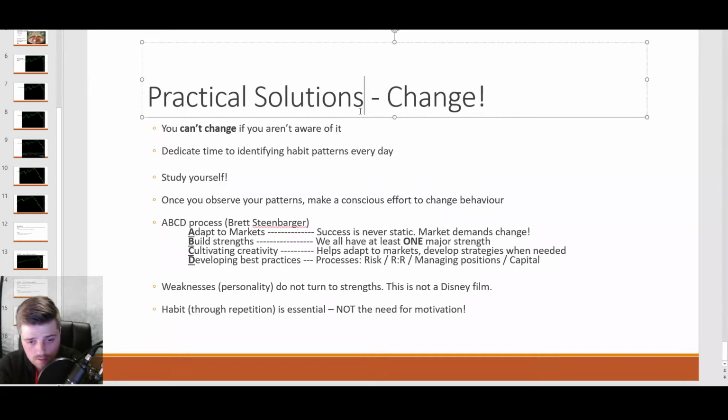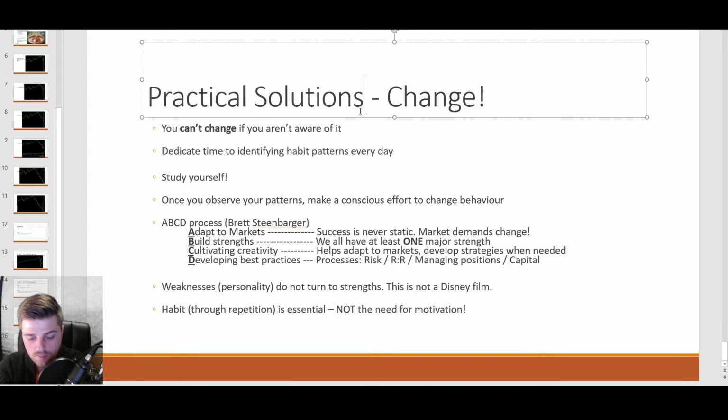Now, developing best practices is the final part of this ABCD process by Brett Steenbarger. And that's effectively trying to learn as much as you can about what is best practice for risk management. Best practice right now is 1%. That's standard across the board. Doesn't matter where you go, every professional will tell you 1% is the best risk management strategy. Now, it's up to you whether you apply it, up to you whether you take 1-to-1, 1-to-2 risk reward, depending on your capital size and what you're trading. It's up to you to manage your position sizing and manage your actual capital.